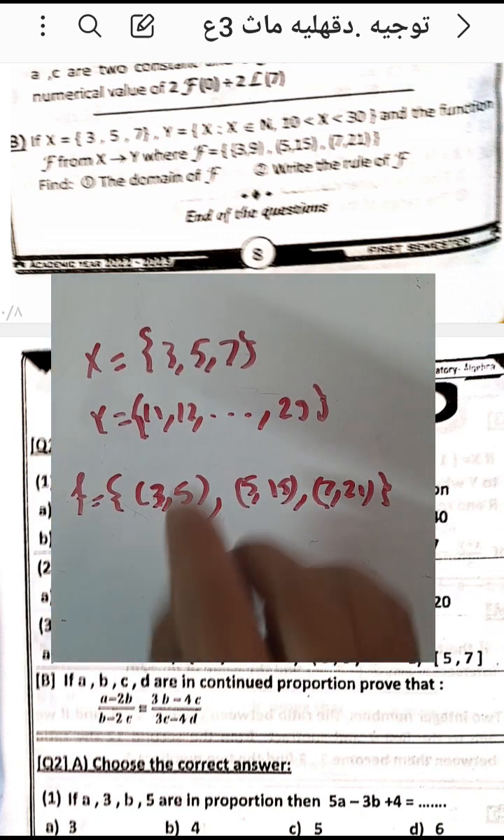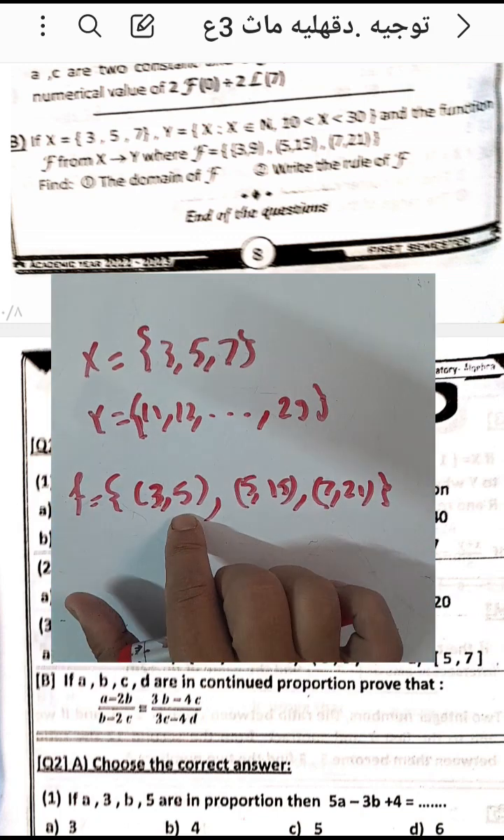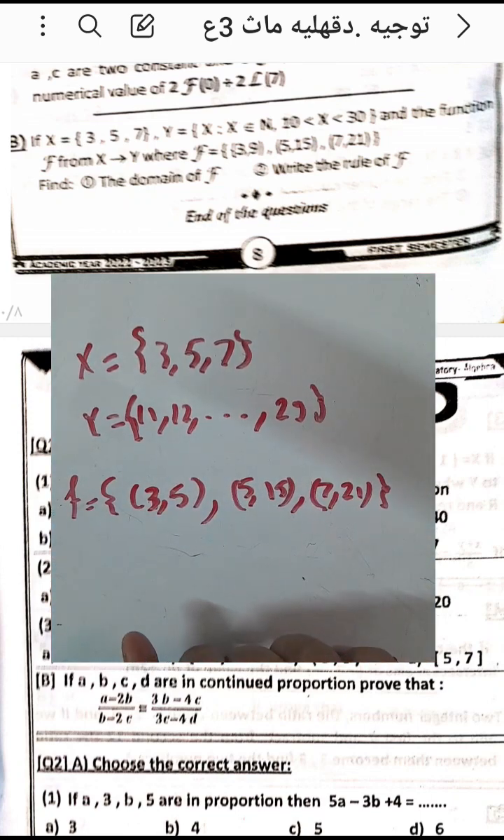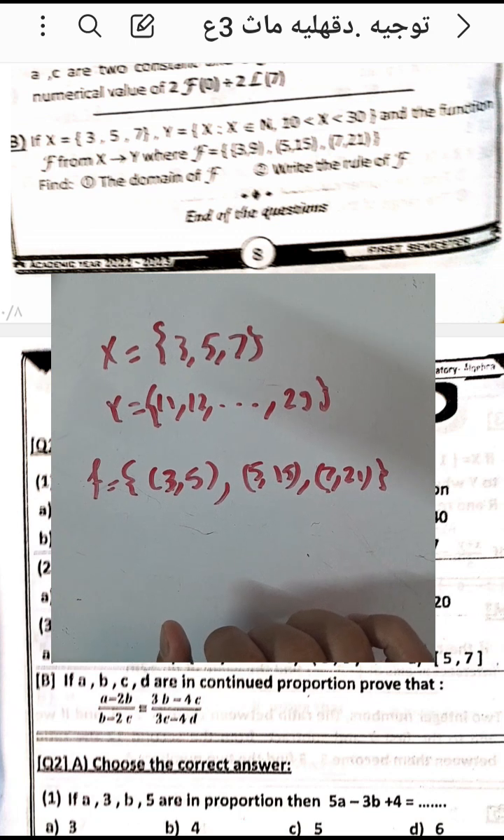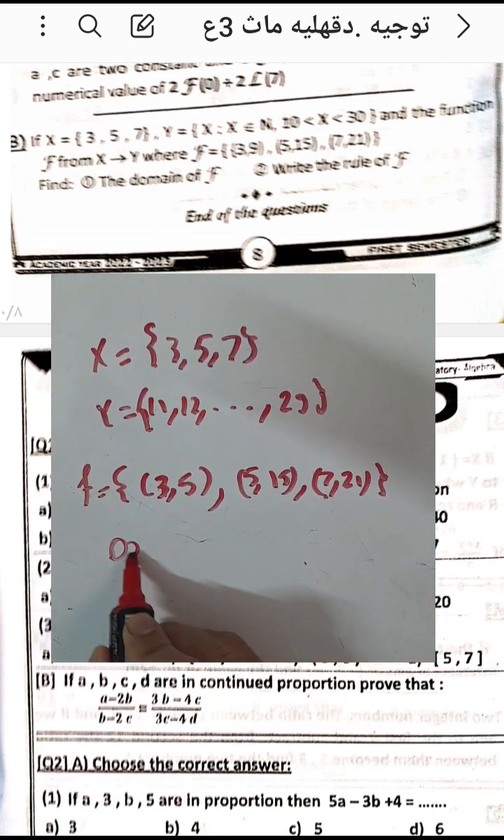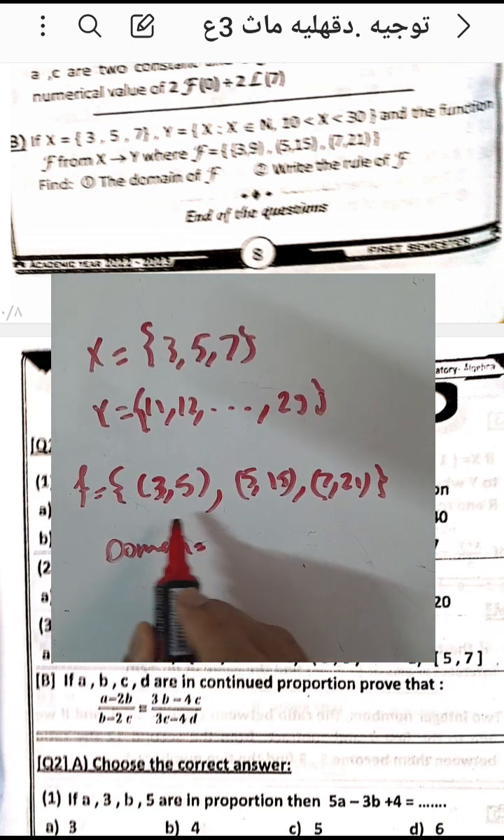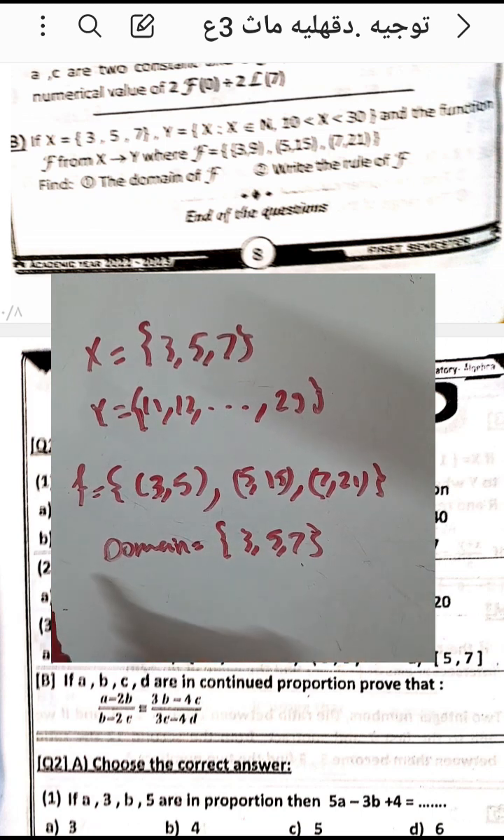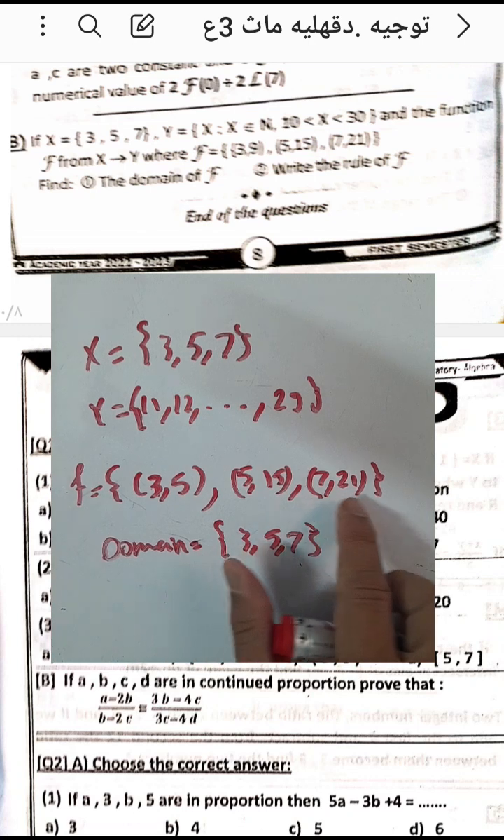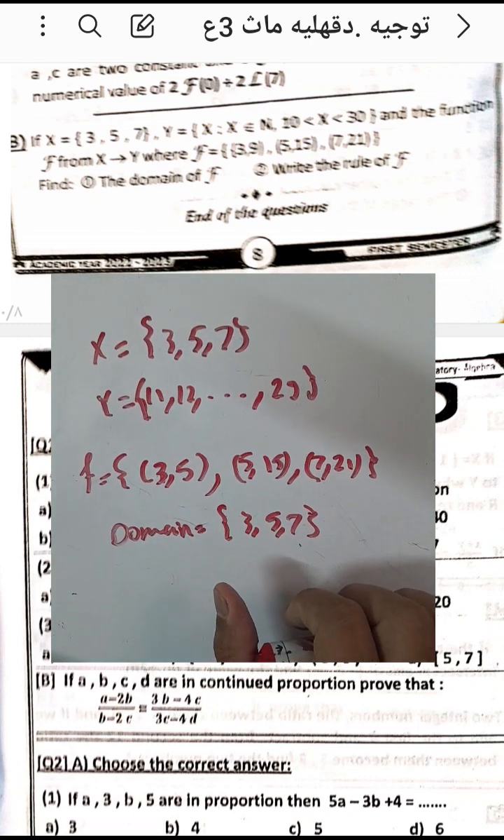2 times 3 equals 6, 6 minus 1 is 5, 2 times 5 is 10, plus 5, no. We want to find the domain of f. The domain will be 3, 5, and 7. And 9, 15, 21, we call it the range.